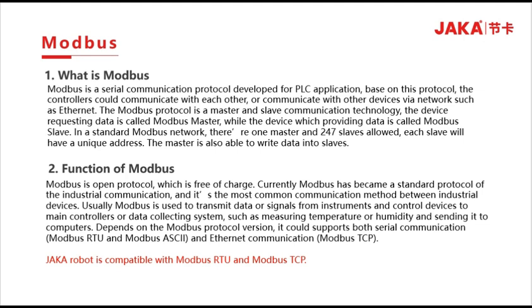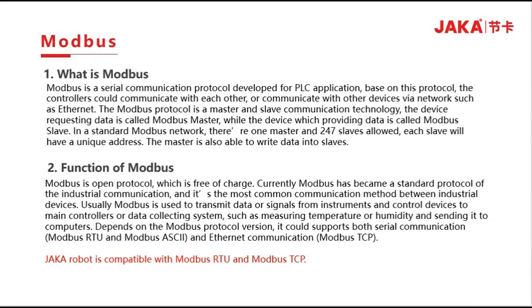The Modbus protocol is a master and slave communication technology. The device requesting data is called the Modbus master, while the device providing data is called the Modbus slave. In a standard Modbus network, there is one master and up to 247 slaves allowed. Each slave will have a unique address. The master is also able to write data into slaves.